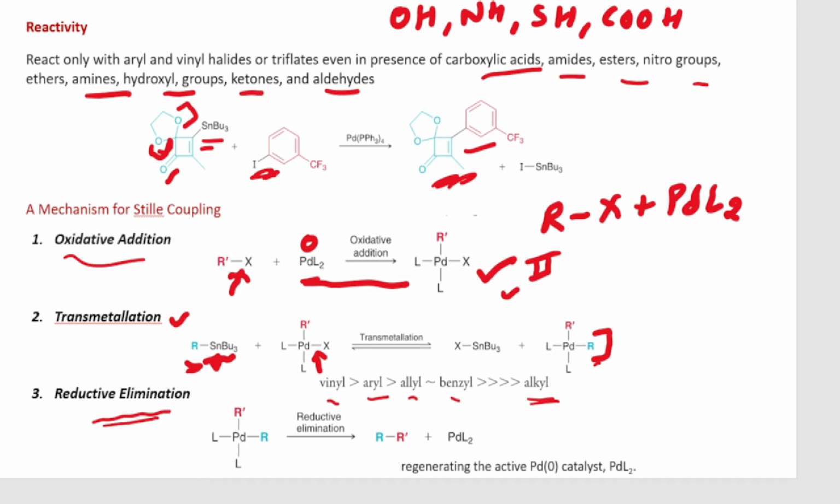And reductive elimination. Finally this part is ready. Now the palladium ligand complex will come out. This was the starting catalyst, which was in the oxidation state 0, the active state. So it will come out and this is your required product, in which a new carbon-carbon bond formation has occurred.